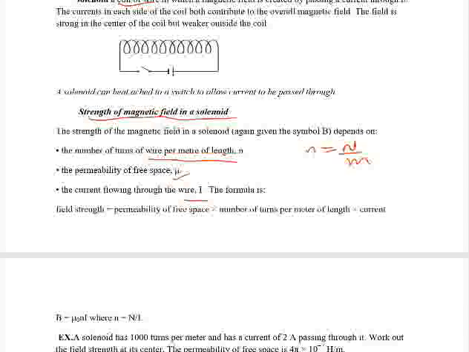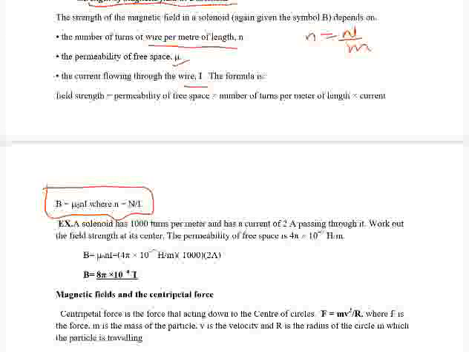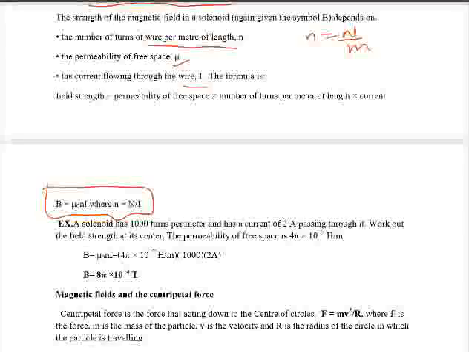The permeability of free space, the number of turns per unit length, times what? The current. Therefore, finally, you can use this equation to calculate the field strength in a solenoid. But small n is the number of turns per meter. You must remember that.